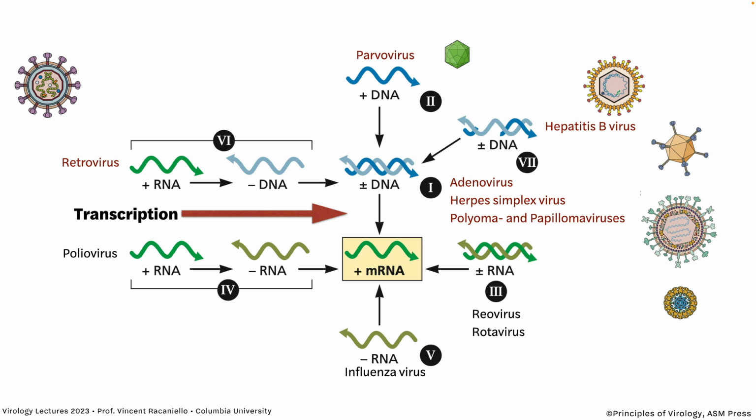And then for the double-stranded DNA viruses, we're going to talk about adenoviruses, herpes simplex, and polyoma and papilloma viruses. Polyoma, the SV40 that we just talked about. And the papilloma viruses include viruses that cause warts and anogenital cancers. We will come back to those later. Today, we're going to talk about them in molecular terms.